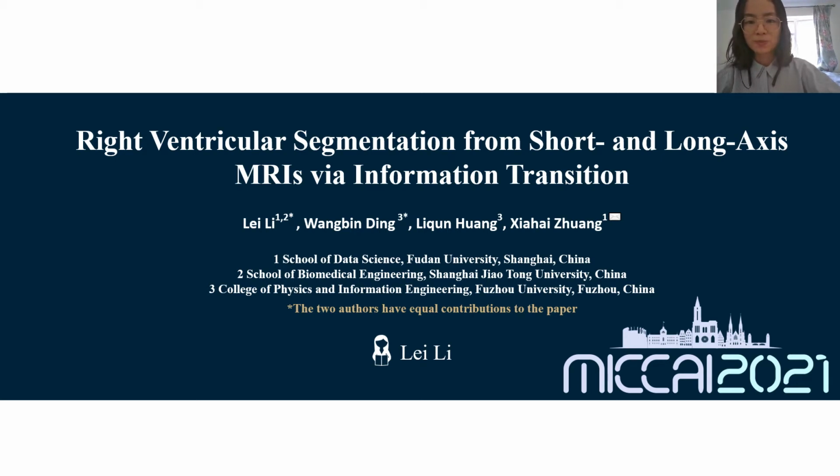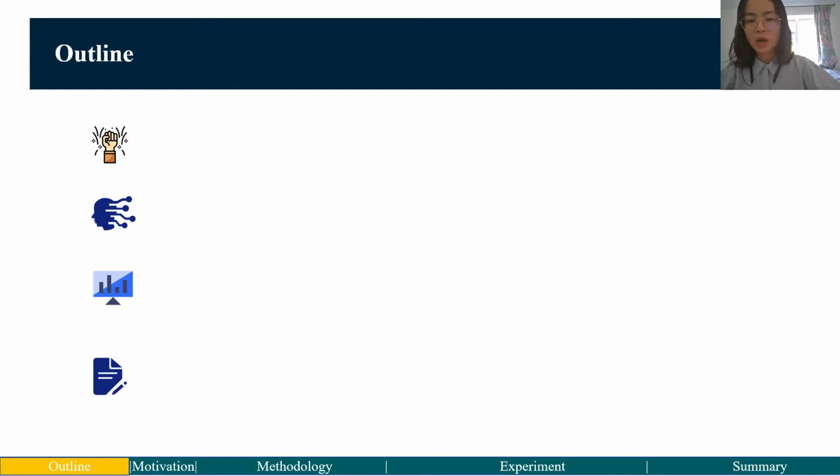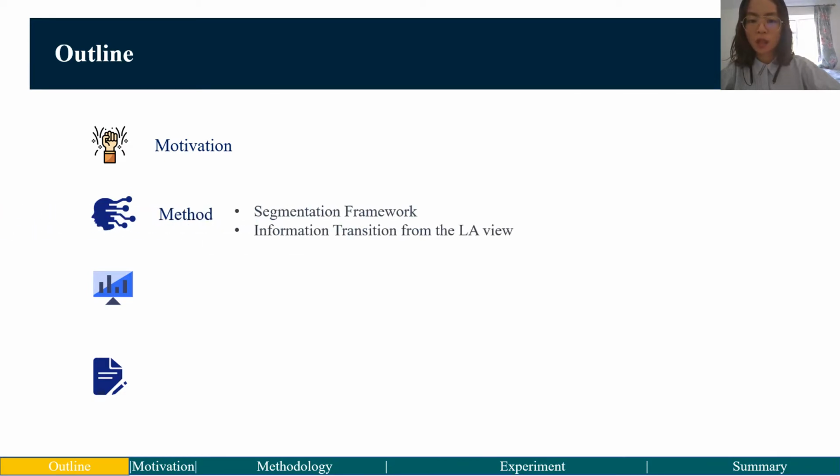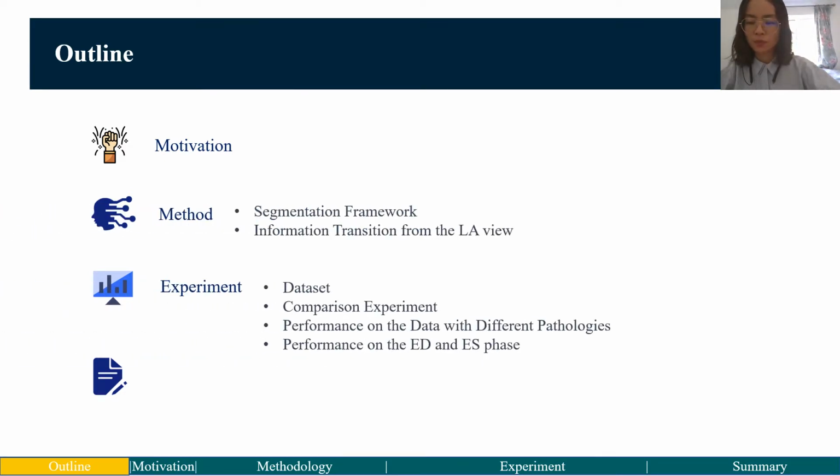I'm happy to present a work that employs the prior information of long axis MRI to assist the segmentation of short axis MRI while information transition. This talk will include 4 parts. We will start from the motivation of this work, then introduce the methodology. In the experiment, we will compare different information transition schemes and analyze the generalization abilities of different unknown pathologies. Finally, we draw the conclusion.